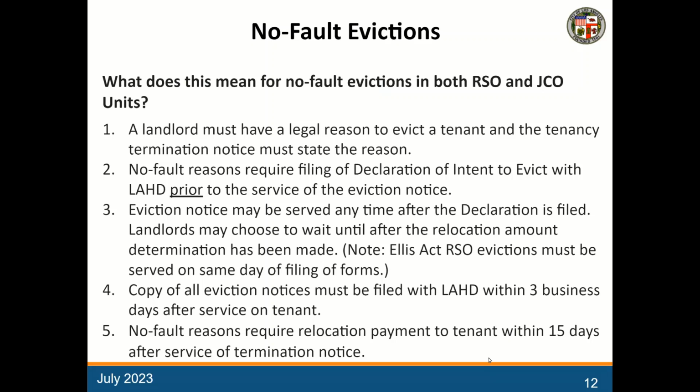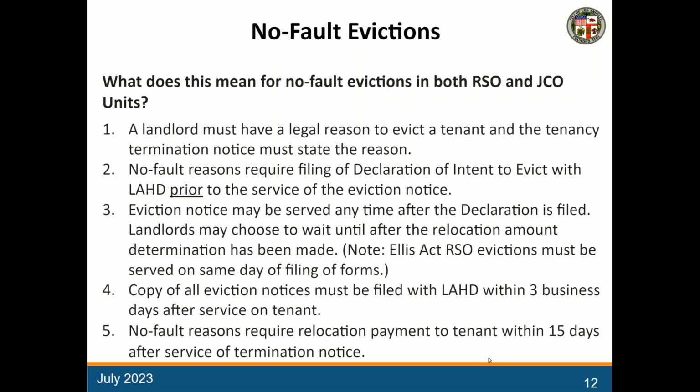Third, the eviction notice that is eventually served on the tenant may be served anytime after the declaration is filed. Landlords may choose to wait until after the relocation amount determination that the tenant is eligible to receive has been made. Landlords are not required to wait for this, but it may be something a landlord wants to consider so that it is clear to them ahead of time what their responsibility will be to the tenant.